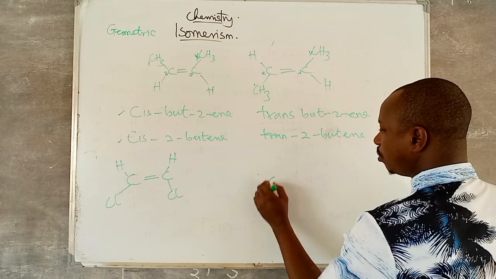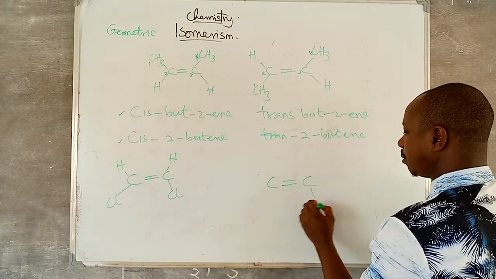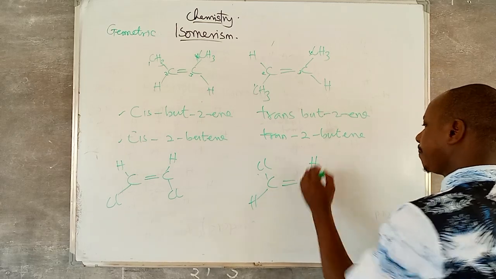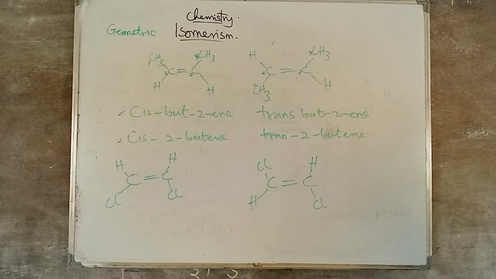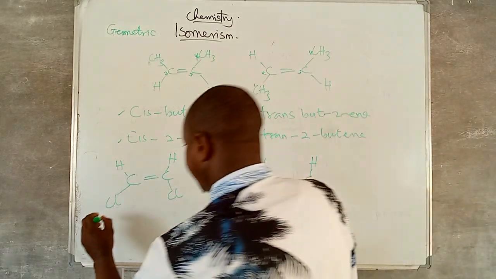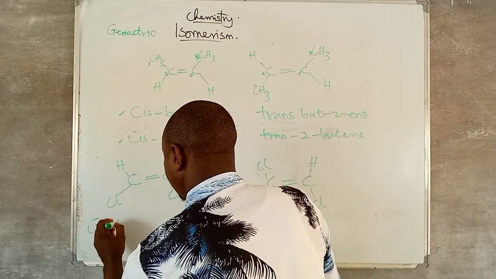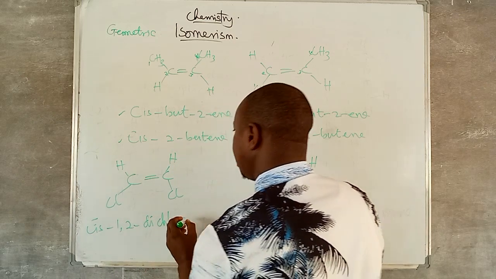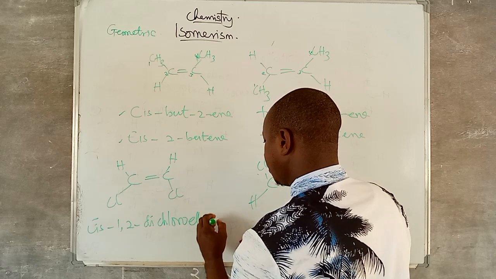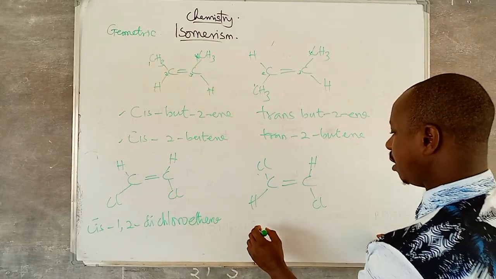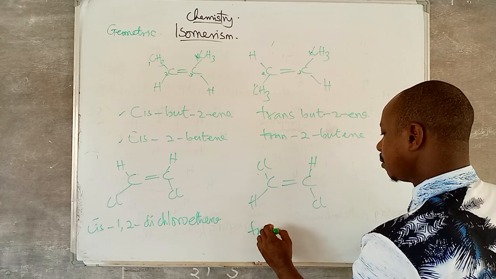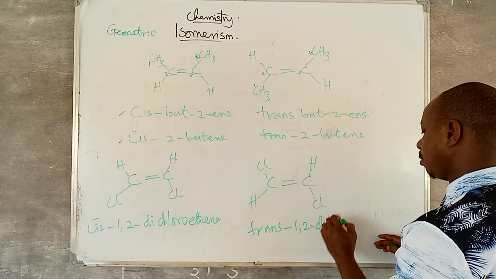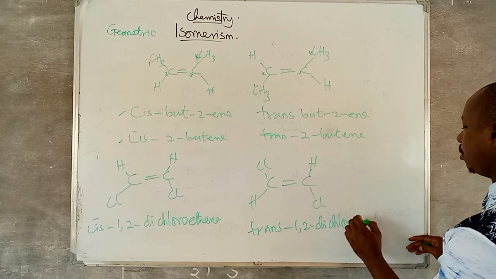I always put it in because we have cis and trans. So this one should be what? Cis-1,2-dichloroethene. And this one is a trans-1,2-dichloroethene.